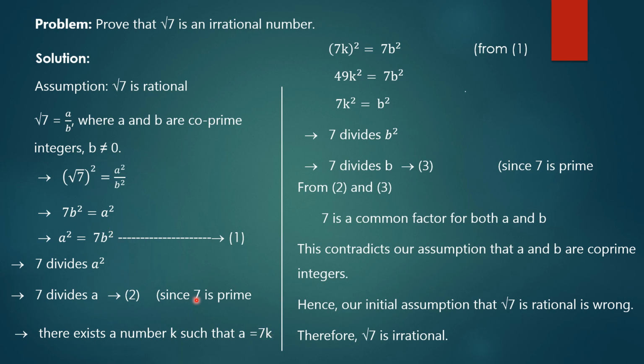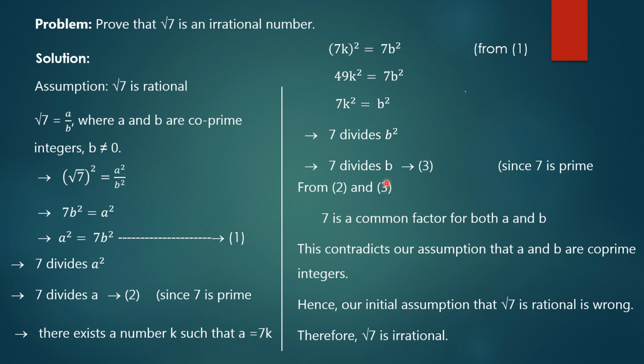By substituting the value of a in 1, we will get 7k whole square is 7b square. On simplification, we get 7k square is equal to b square. Therefore, b square is equal to 7 into something. That means 7 divides b square. Here also 7 is prime, so you can apply that note point, remark point: 7 divides b, because 7 is prime.